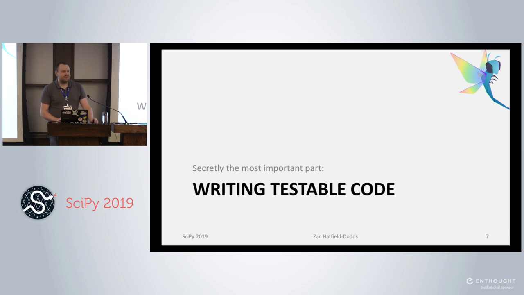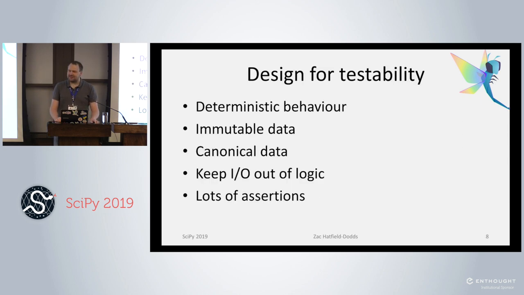Step number one is actually just writing code which is easier to test and easier to grasp what it's meant to be doing, so testable code. This bit is unsexy, but crucially important. It might actually be the most useful thing you take away from today. So there are a number of things that you can do to design for testability. And I'll literally just go through these in order.